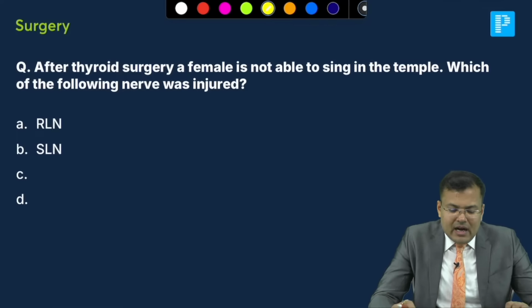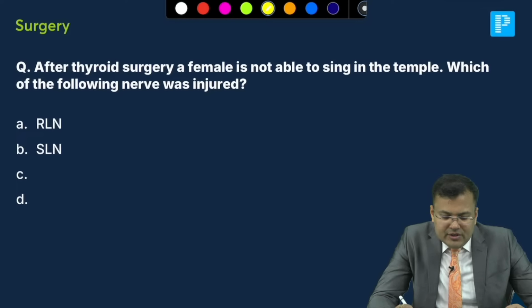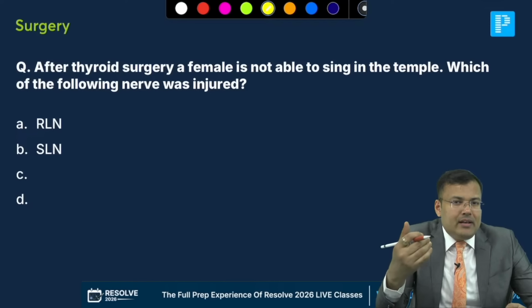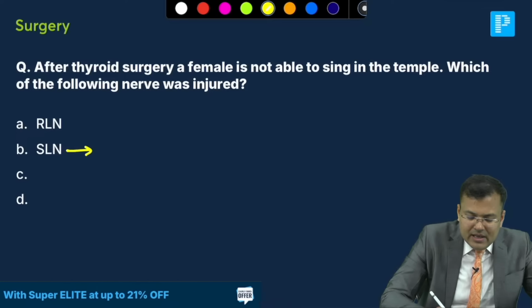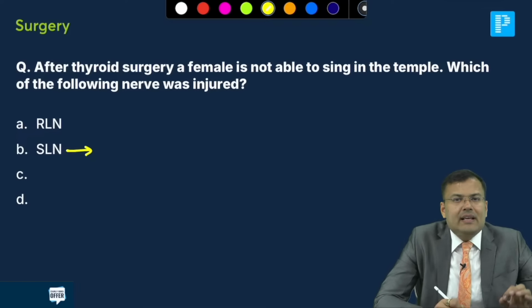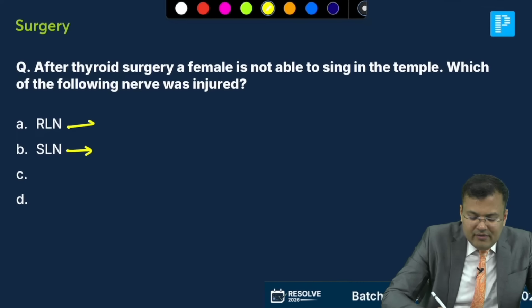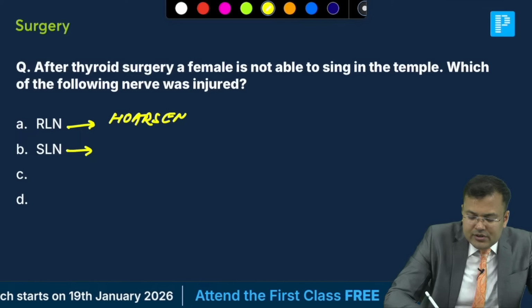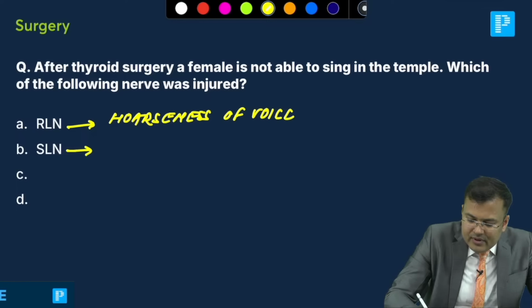Next question. After thyroid surgery, female is not able to sing in the temple. Which of the following nerve was injured? First, you tell me, guys, what is the most commonly injured nerve during thyroidectomy? So it is external branch of superior laryngeal nerve. That is external laryngeal nerve. Recurrent laryngeal nerve can also be injured. Whenever there is injury of recurrent laryngeal nerve, these patients are having hoarseness of voice. ठीक है?